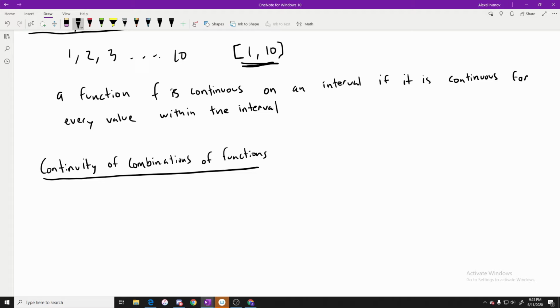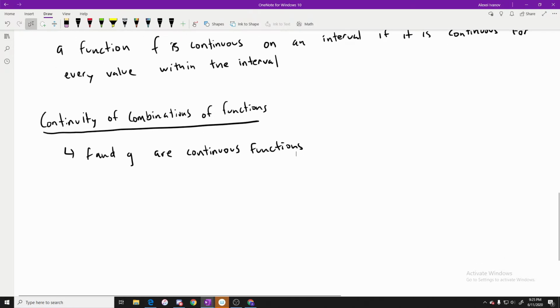So for all the examples that I'm going to be giving, let's say that f and g are continuous functions. Then we have 5 other function combinations that will also be continuous at, let's say, a, which is within the given interval of continuity of these functions. The first combination is that f plus g will also be continuous within that interval of continuity for f and g. 2 is that f minus g will also be continuous.